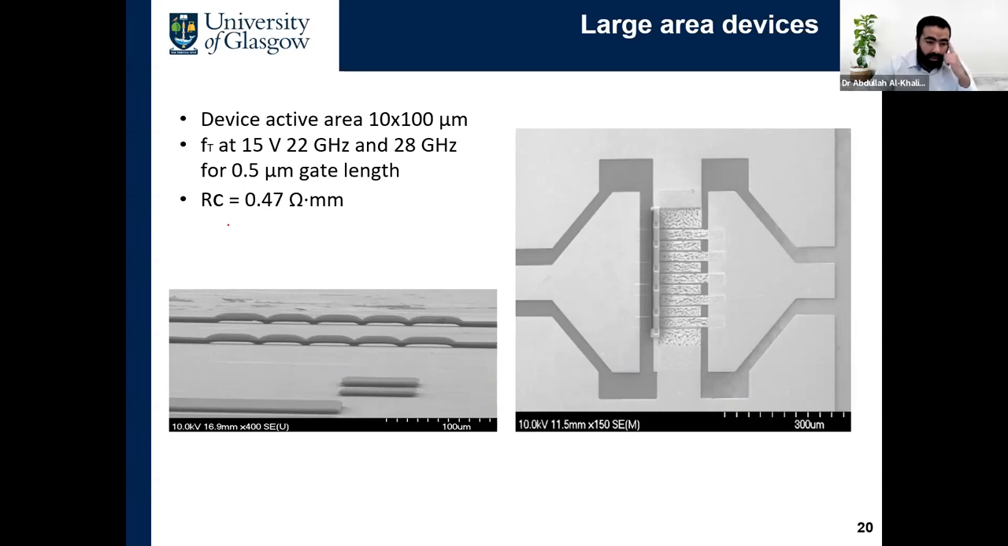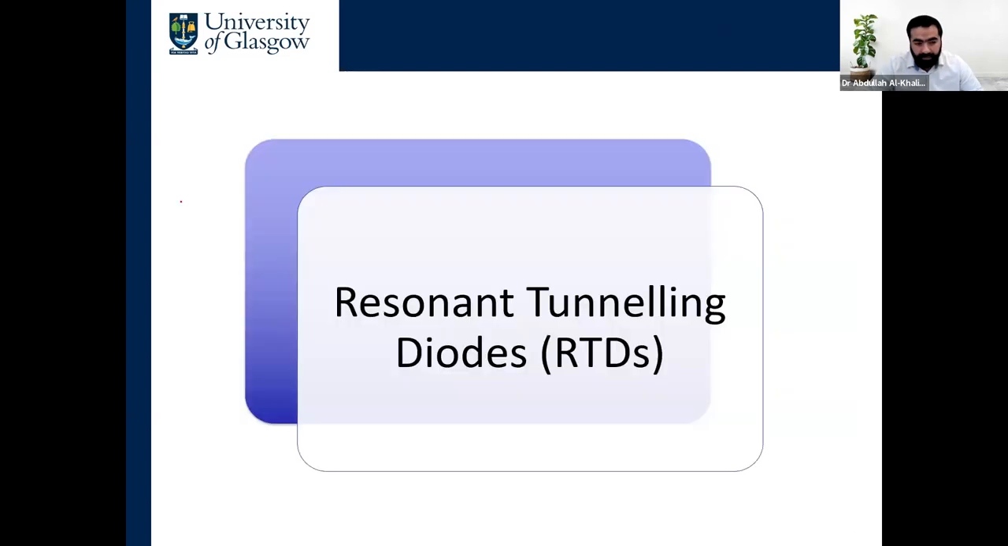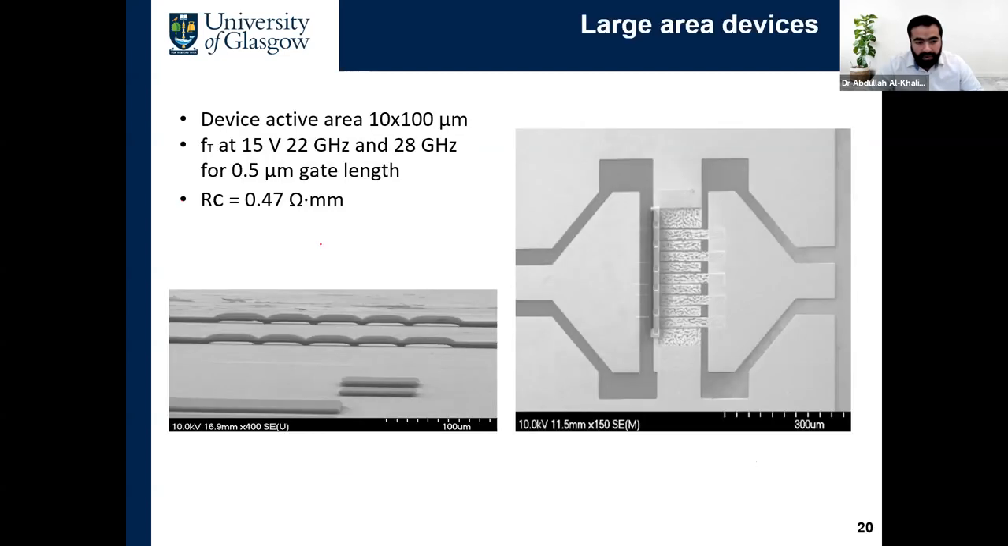Typically, we get contact resistance between 0.4 and 0.6 ohm-millimeter for this kind of material system. Obviously, there are techniques to reduce the contact resistance if we use a regrowth technique or doping. But yeah, this is another option. So this is the last slide regarding gallium nitride.